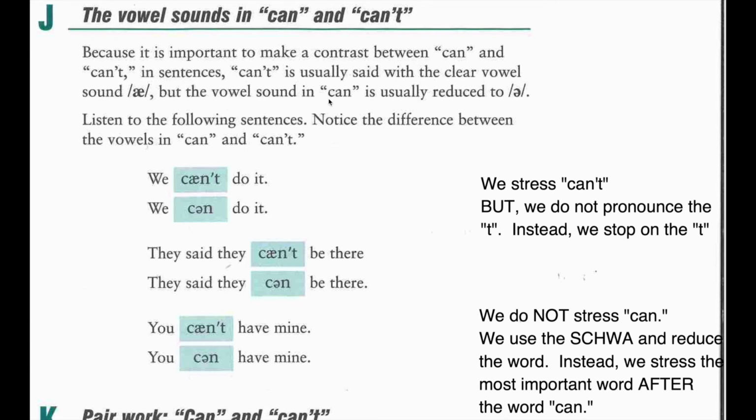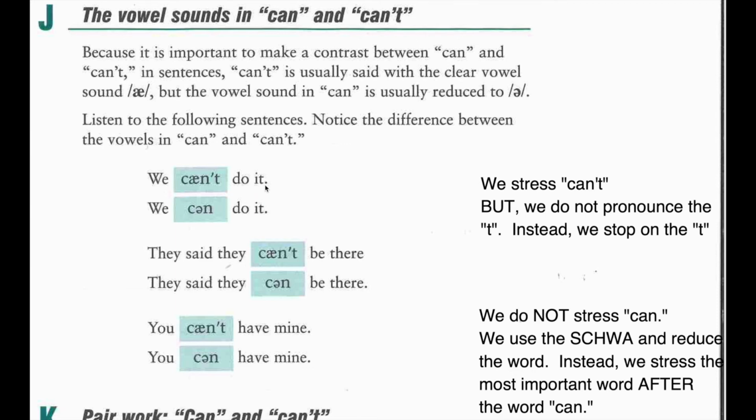Now, when we use the word can in context, remember what I mentioned, then we change the pronunciation. We often reduce the sound to that schwa. So instead of saying can, we say it like this. Can. So let's listen to the following sentences. Now notice the difference between the vowels in the word can, so we're going to pronounce it in context, and can't. Look at my two examples here.